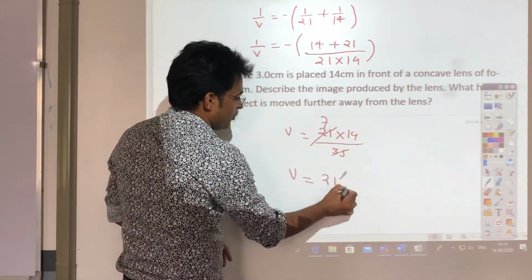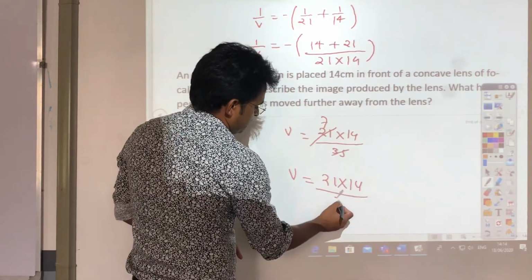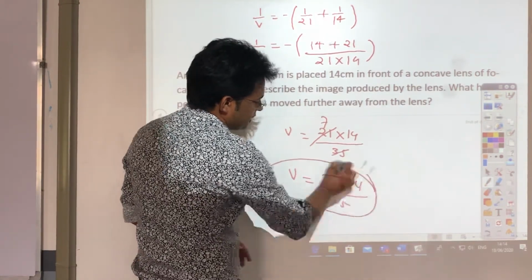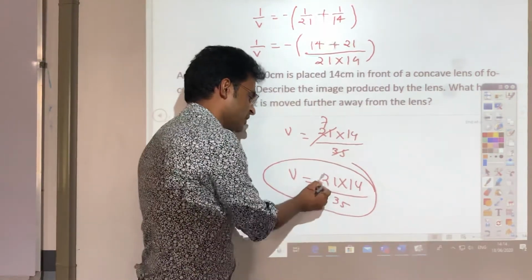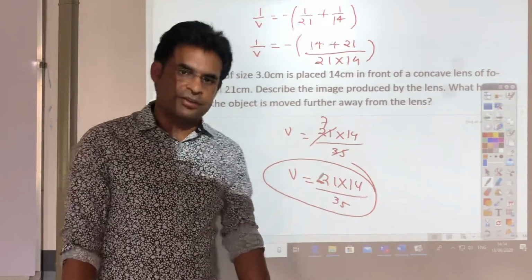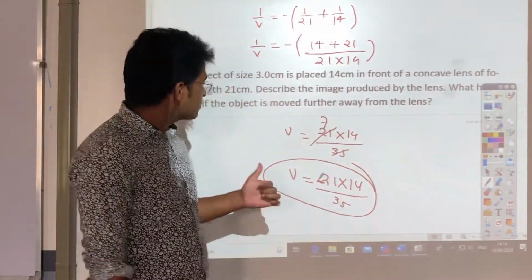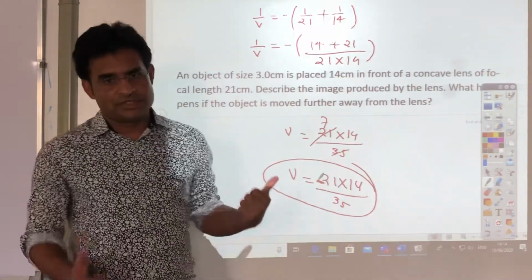21 into 14 divided by the resulting value is your answer. You can calculate this value, and obviously it will carry a negative sign because we are getting a negative sign at the start. So these are the questions based on the lens formula and combination of lenses. Thank you guys.